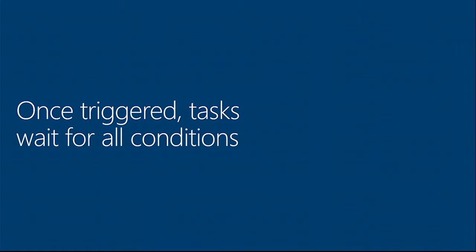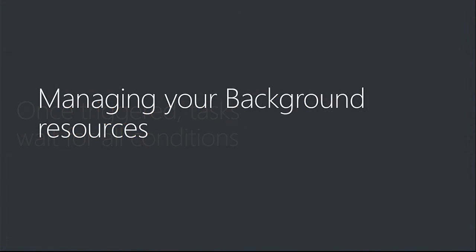So the logic is the trigger will cause the task to be ready to run, and then it will wait for all conditions to be true. Once triggered, if the conditions are not true initially, it doesn't mean that they won't ever run. It will just wait, and if the condition flips over, then it will run. So that's quite nice. At least you could wait for a network. You're not going to have random crashes or stuff like that, which is good.